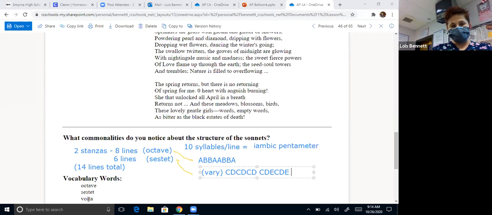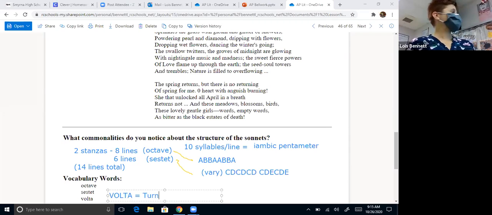All right, now one more vocabulary word that we need to catch here is the word volta. Volta means the turn. It's Italian, and it's an Italian sonnet, so we call it the volta, which is turn in Italian, simple as that. And the turn in a Petrarchan sonnet occurs at a regular location. Can you guess where that could probably be? Okay, yes, good job.